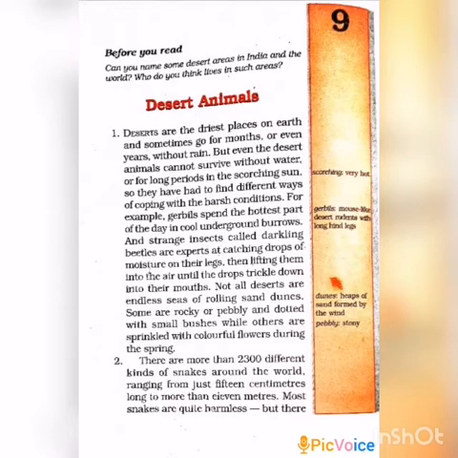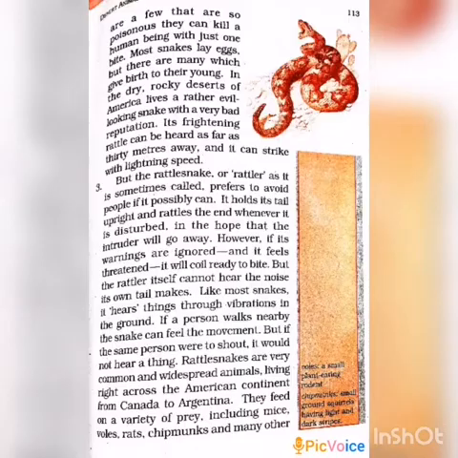Now turn to page number 130. There are a few that are so poisonous they can kill a human being with just one bite. So most of the snakes we know are harmless, but some snakes are very poisonous also. Even one single bite can kill a human being.